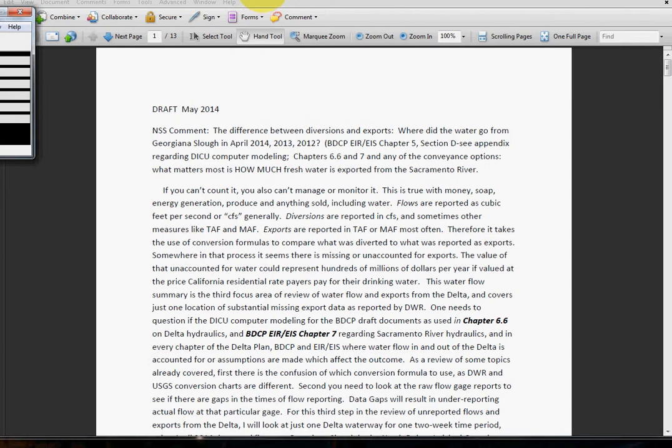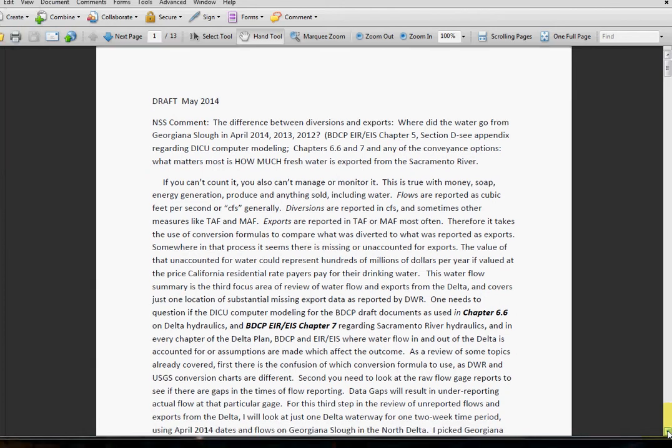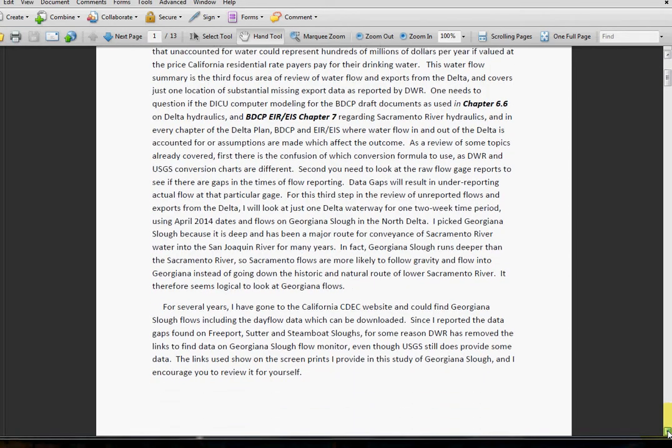You can go to snugharbor.net, which is my website, and go to my Bay Delta Conservation Plan comments page if you want to read more about this. This particular comment relates to Chapter 5, Section D, see the appendix regarding the in-delta water consumption and use. It's a computer model called DICU, D-I-C-U. It also relates to Chapter 6 and Chapter 7, and actually relates to each and every one of the conveyance options.